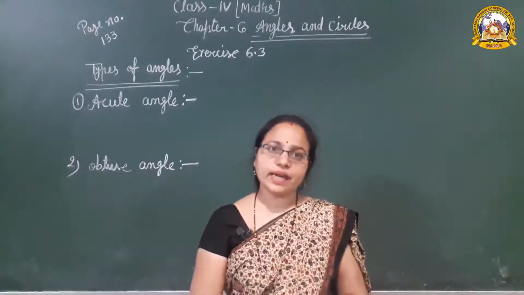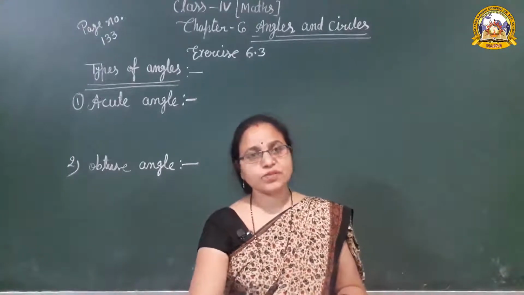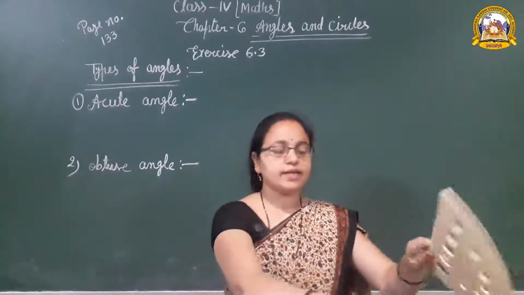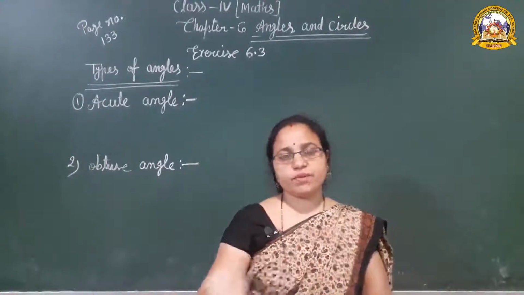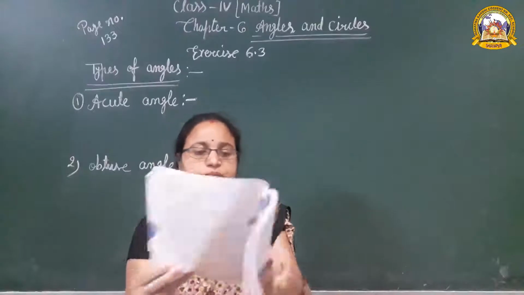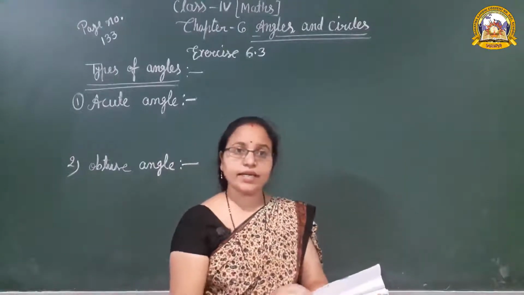There are different types of angles. Which types? Acute angle, obtuse angle, right angle and straight angle. Okay, there are different types of angles. First, acute angle. What is the acute angle?